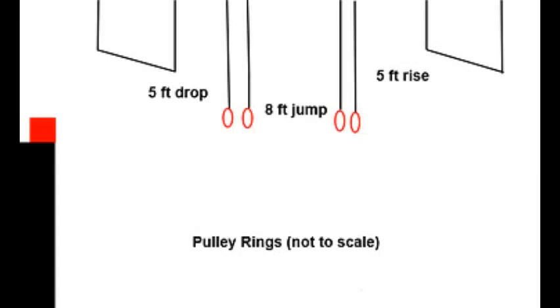Then they have to make the 8-foot jump to the second set of rings, and again, it's on a pulley, so they have to be careful. Then they have to swing 5 feet to the last bar and then dismount to the platform, which is off screen. But this is definitely not to scale, because the 8-foot jump is a lot smaller than the 5-foot one, but I think it would be a good idea for an obstacle.